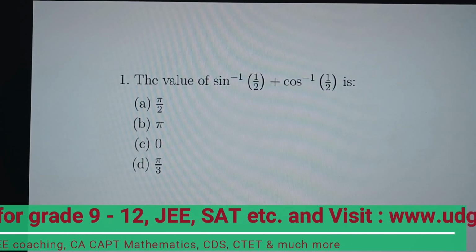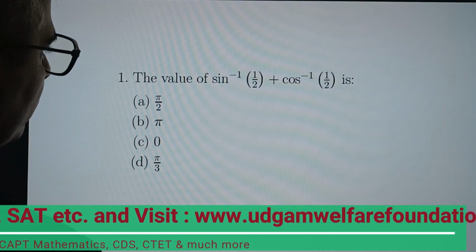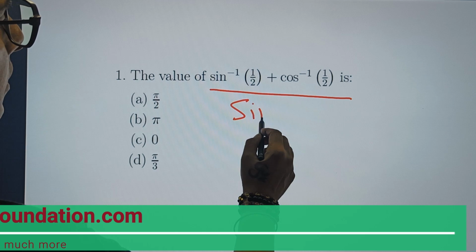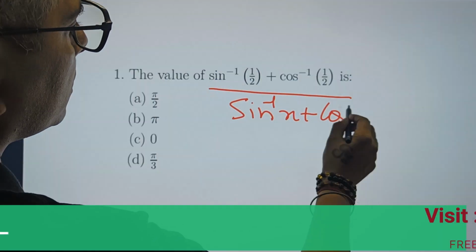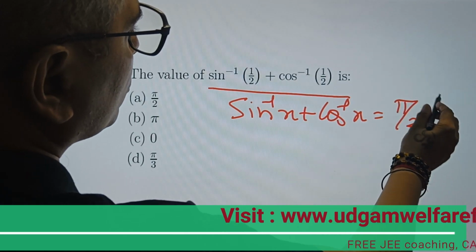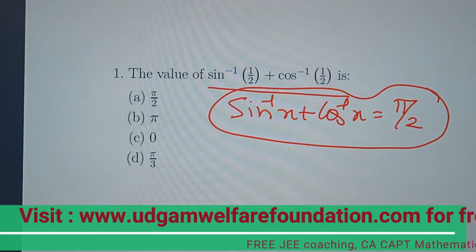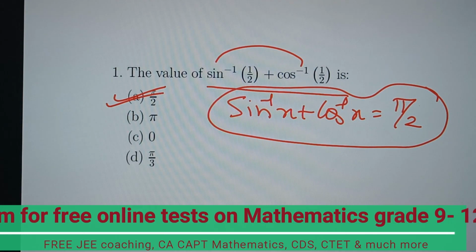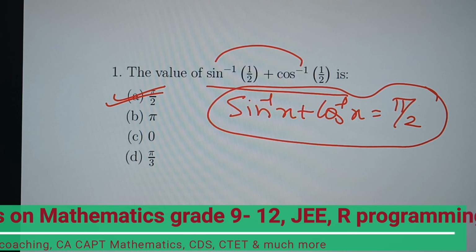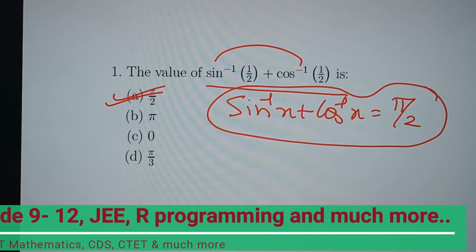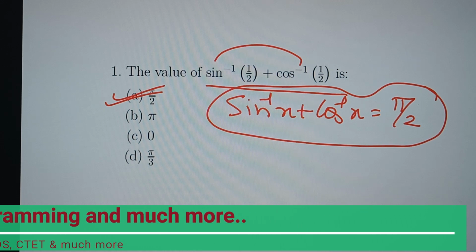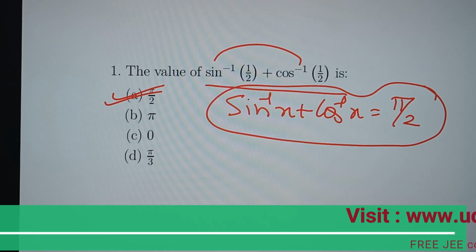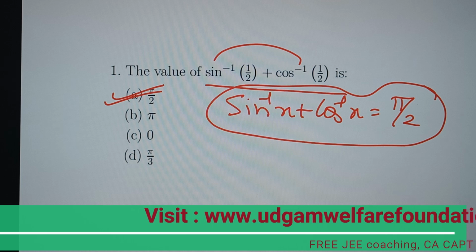So students, this is our first problem of this case study: the value of sin inverse half plus cos inverse half. As we know, the property sin inverse x plus cos inverse x equals pi by 2. By using this particular property, we can say that the value of this is pi by 2. So option A is our correct answer here. Very simple. You have to memorize these identities to solve inverse trigo problems, because these identities are very important and all the problems are asked on these identities only. Now let's move towards our question number 2.